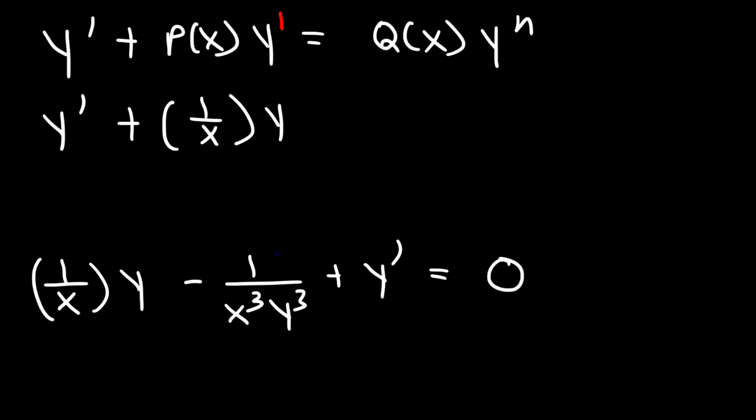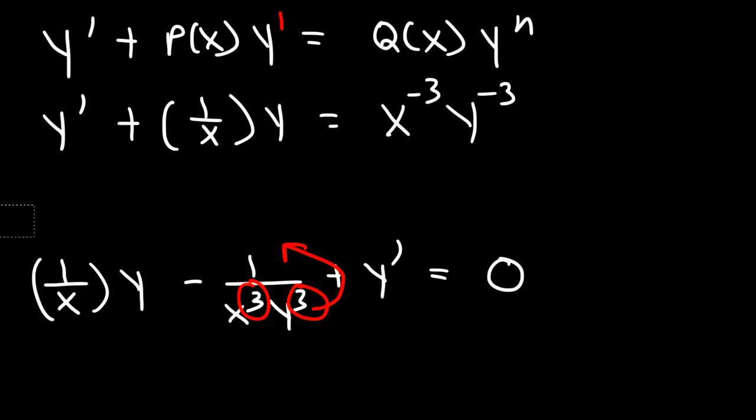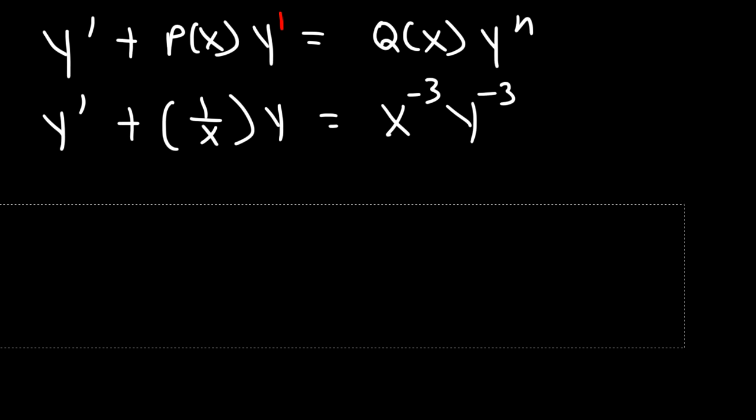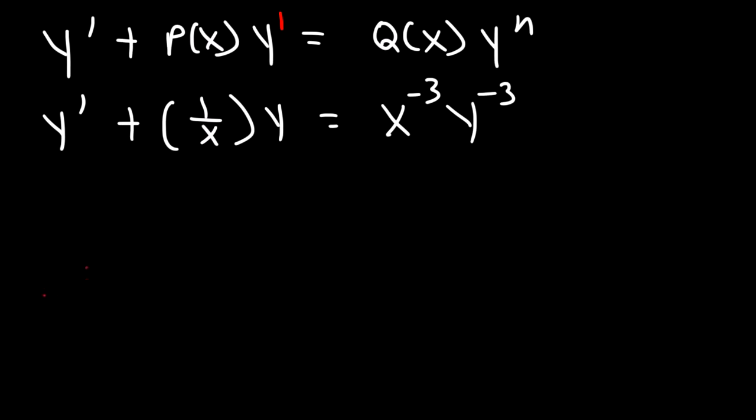Now, this indicates that we should move this to the other side. So it's going to be positive on the right side. And then the q of x part, that's going to be 1 over x cubed, which I'm going to write as x to the negative 3 for now. Now, y to the n, that's 1 over y cubed, which I'm going to write as y to the negative 3. So if you bring x and y to the top, positive 3 will change to negative 3. So now we have the differential equation in standard form.